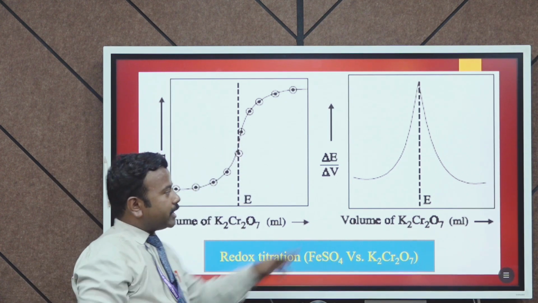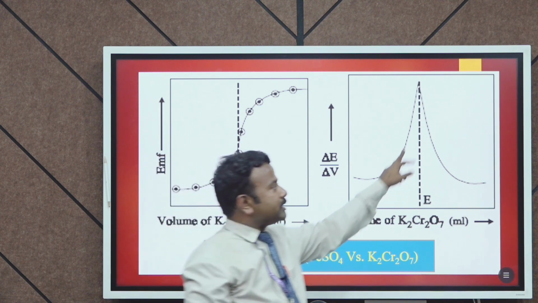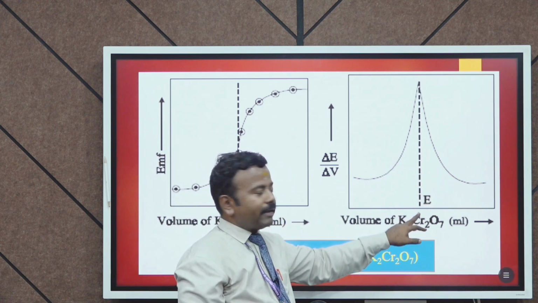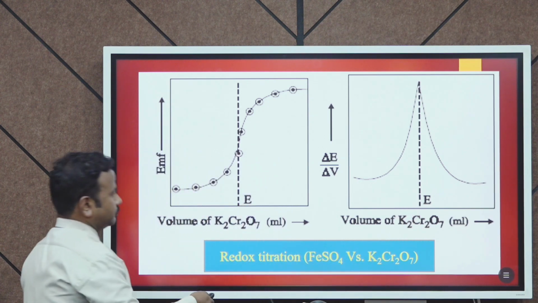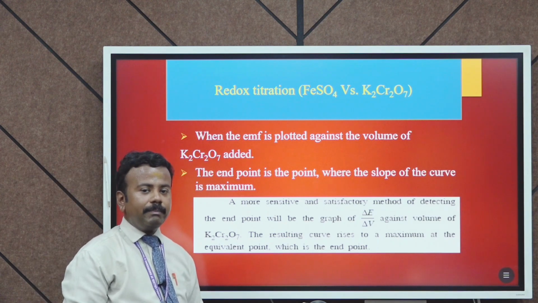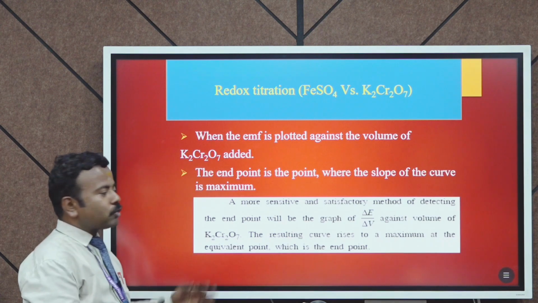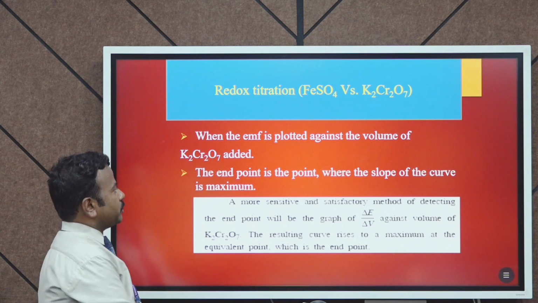The second one is delta E versus delta V. Here we get a steep curve, and from that we can find the equivalence point exactly. Then we draw the graph between delta E by delta V, and from the slope we can find the unknown concentration of the solution.